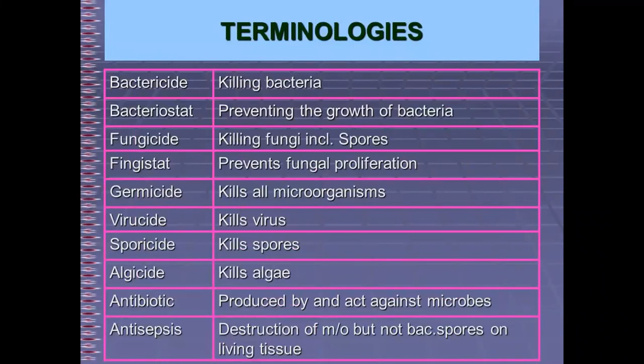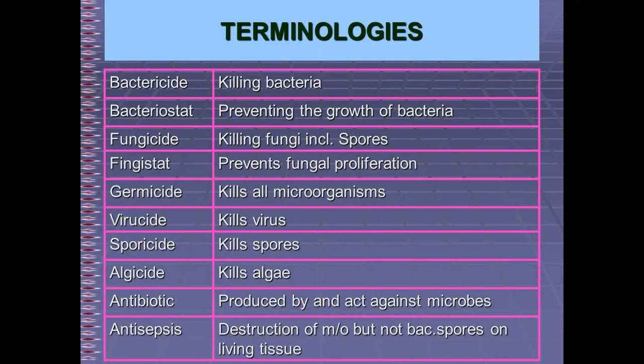So first one, bactericides. These are the agents used to kill bacteria. Cides means kill. Are all present? Yes, ma'am. Listen carefully. These are the important terminologies: bactericides kill the bacteria; bacteriostatic agents prevent the growth of bacteria. Fungicides are agents that kill fungi or spores. Then fungistatic means they prevent fungal proliferation, that is fungal growth.